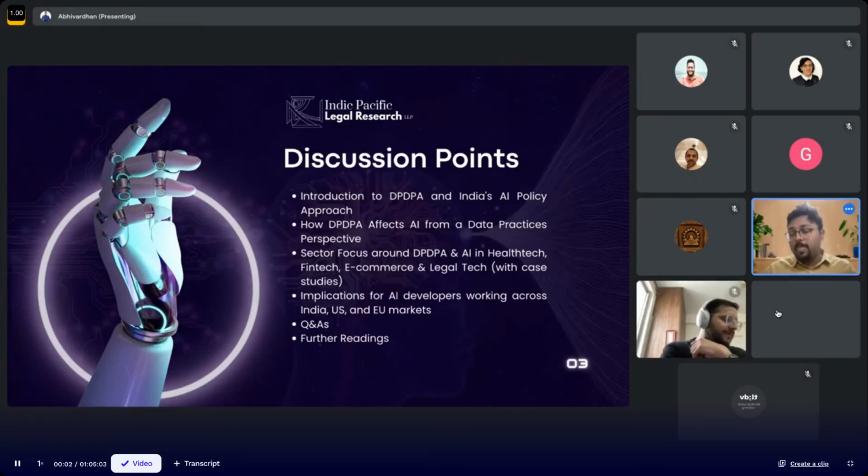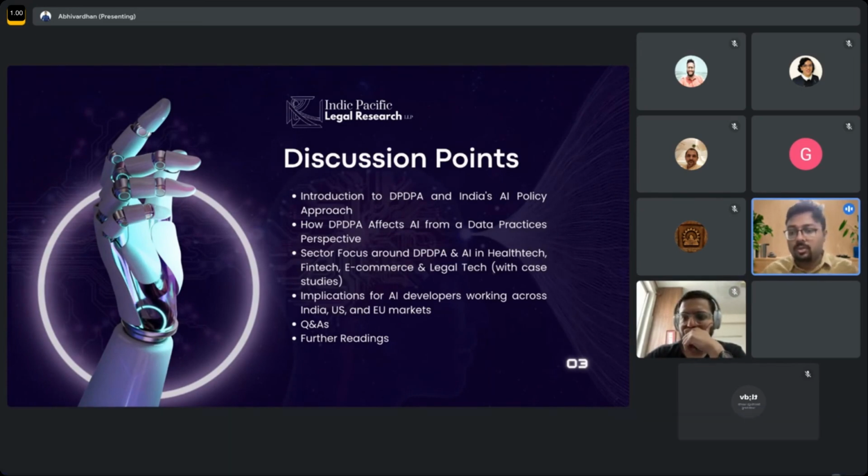practices perspective. And I'll be covering 4 sectors for this session, which are more tangible in an Indian context, which will show what the impact is there. So one is health tech. Then second is fintech. Third is e-commerce, and the last one is legal tech.